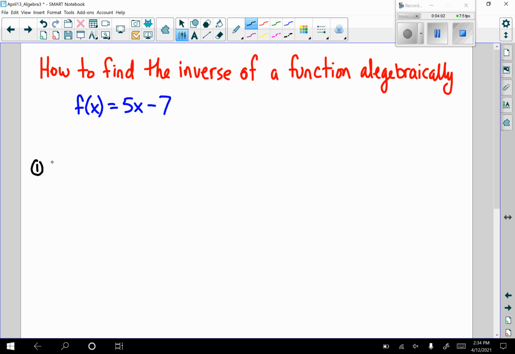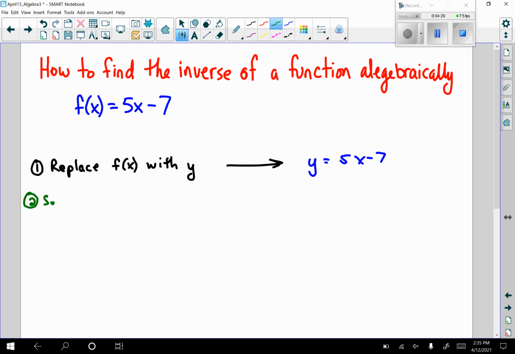Step 1. Now if it's ever given to us in f of x, we use step 1 here. We're going to replace f of x with y. If it already has a y, we don't have to do this. So now our function becomes y equals 5x minus 7. Step 2 is that we switch x and y. So now this says x equals 5y minus 7. Step 3 is we solve for y.